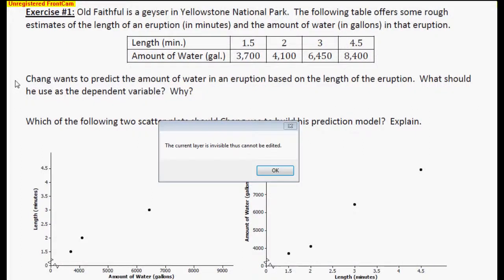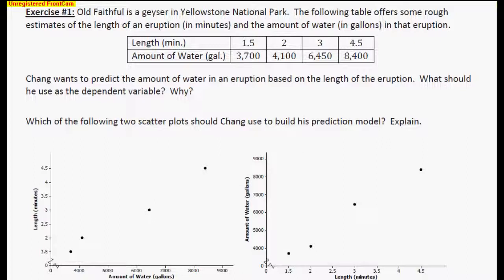All right, guys. Today we're going to be doing some more work with independent and dependent variables. But this is going to be a little different because we're going to have some data that is non-linear. All right. So let's take a look at exercise one here.